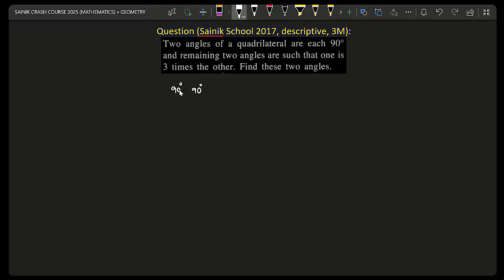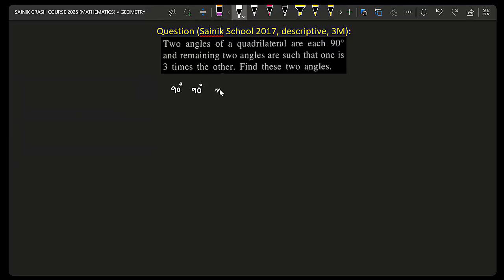Sir, the third angle is 3 times the fourth angle. Okay, how can I write that? If you don't know, we can use any variable, no? Yes, sir, x or y. Okay, do you want to call the third angle x or the fourth angle x? Sir, the third angle is x.